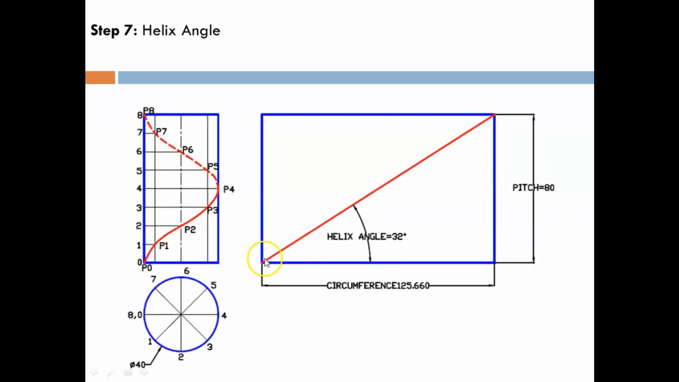After the development you join this diagonal. When you open the cylindrical surface, this helical path becomes a straight line, and that straight line is this red colored line. If you measure the angle with the plane perpendicular to the axis of the cylinder, in our case it is 32 degrees. This angle is calculated as alpha equal to tan inverse of 80 upon 125.66. So this is all about how to draw a helix on a cylindrical surface and how to calculate the helix angle. I hope the idea is very clear to you. Thank you.